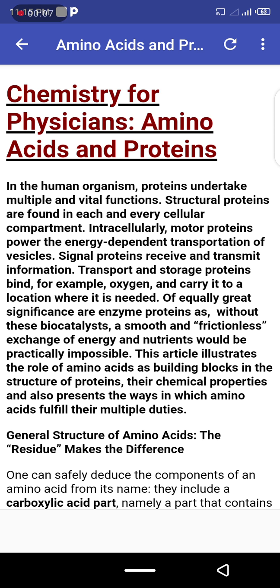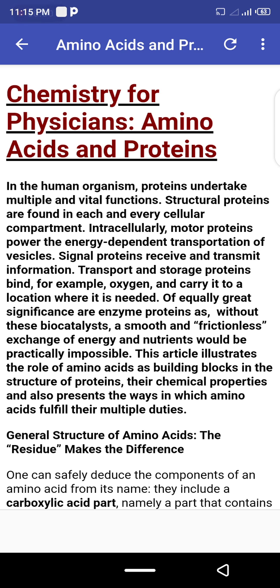In today's lecture, we will discuss the chemistry of amino acids and proteins. In the human organism, proteins undertake multiple and vital functions. Structural proteins are found in each and every cellular compartment. Intracellular motor proteins power the energy-dependent transportation of vesicles.